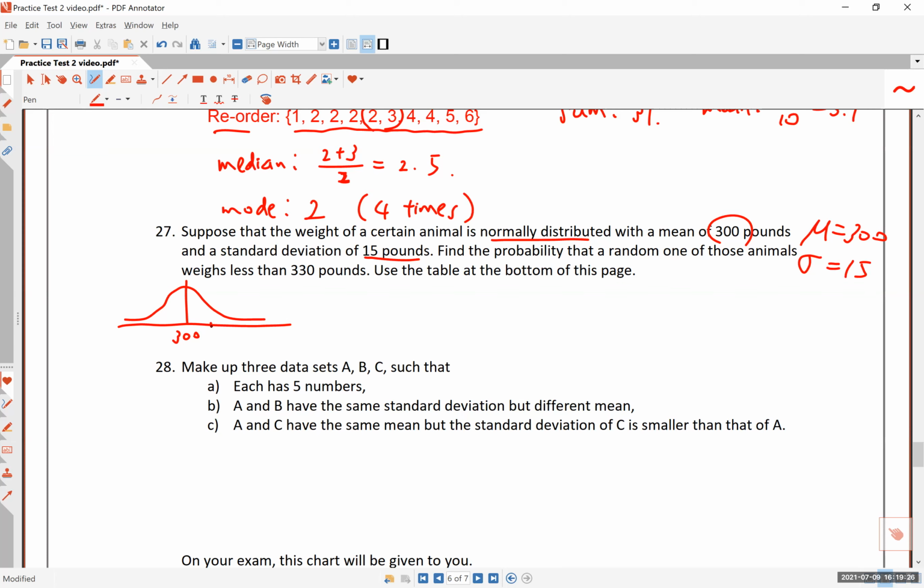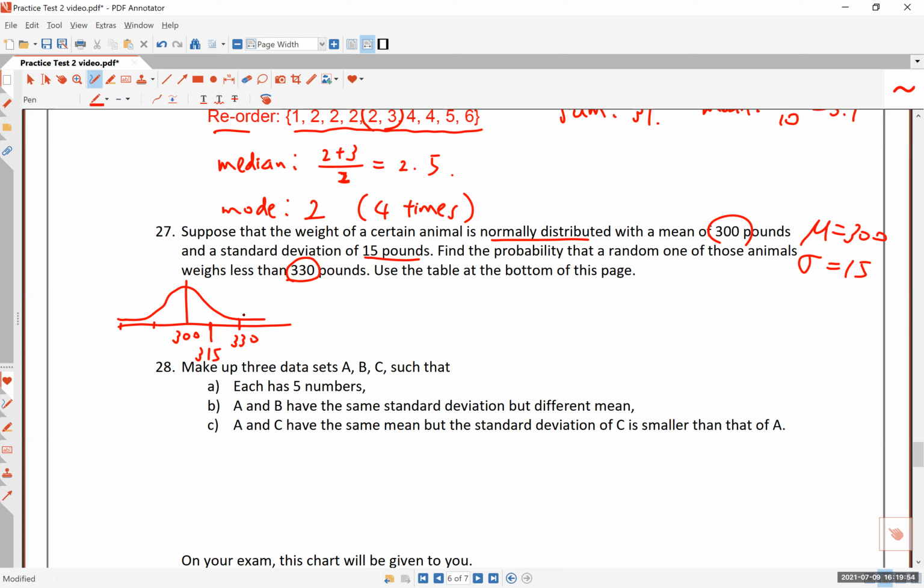And you know how I often do this. You just make little tick marks here. This must be 1 standard deviation above the mean, that's 315. The 2 standard deviations above the mean would be 330. And that is exactly the number, fortunately, that I need to identify here. So find the probability that a random one of these animals weighs less than 330 pounds.